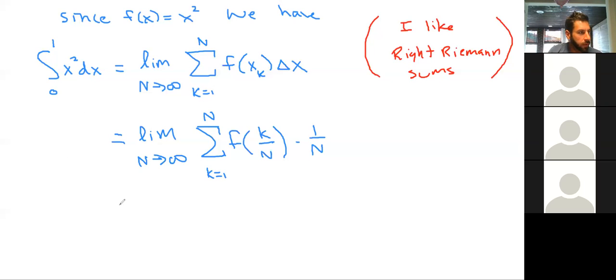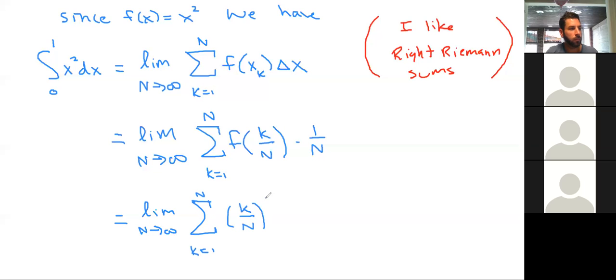Okay, now what is f? Well, f is the squared function. So if I apply that, this becomes the sum, 1 goes to n. What is k over n? Well, that's going to be k over n squared times 1 over n.